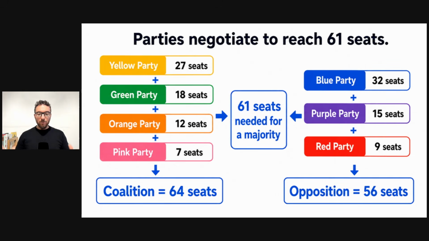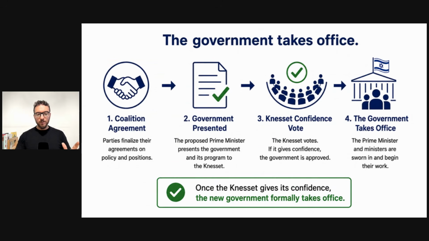Okay, now, let's say we finally got through all the negotiations. The yellow party came to an agreement with green, orange, and pink. Everyone's on board. They have 64 seats between them. And they've agreed on how they're going to give out all the different things. Now we just have to solidify that officially. So the coalition came to some sort of agreement about different laws, budgets, who's going to get different roles, et cetera, et cetera. They present that to the Knesset, and the Knesset votes to affirm that government.